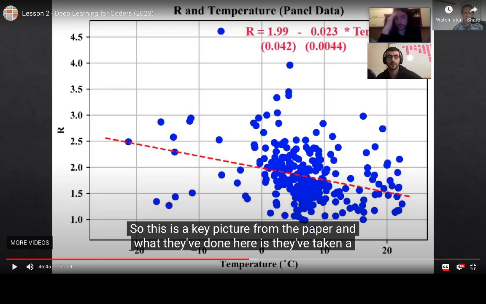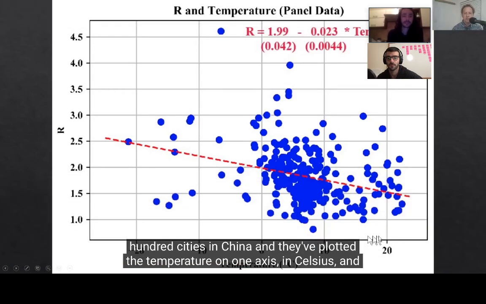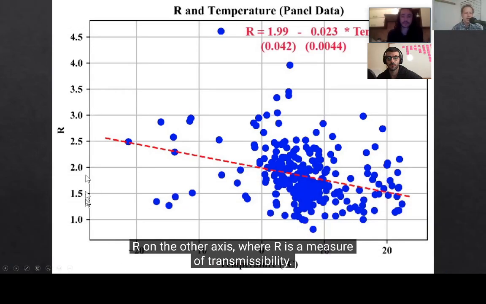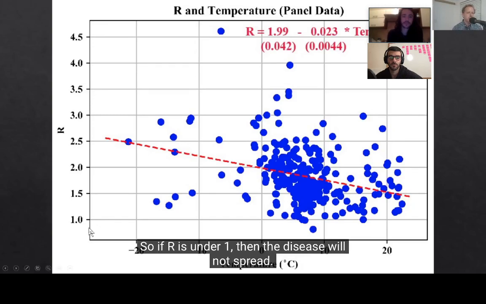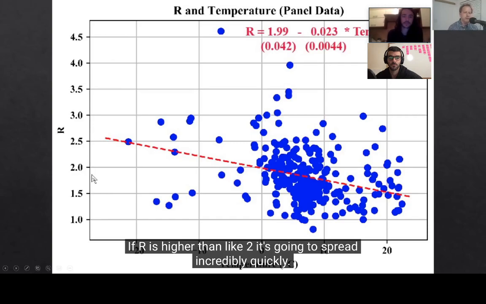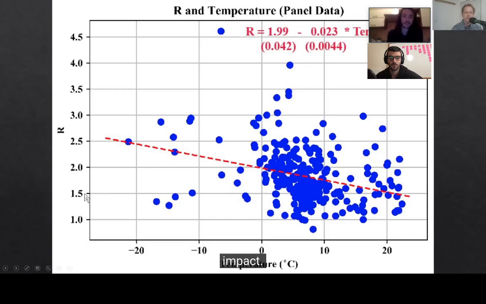I was going to talk about p-values. They've taken 100 cities in China, and they've plotted the temperature on one axis in Celsius and R on the other axis, where R is a measure of transmissibility. It says for each person that has this disease, how many people on average will they infect. So if R is under 1, then the disease will not spread. If R is higher than like 2, it's going to spread incredibly quickly. Basically any high R is going to create an exponential transmission impact.